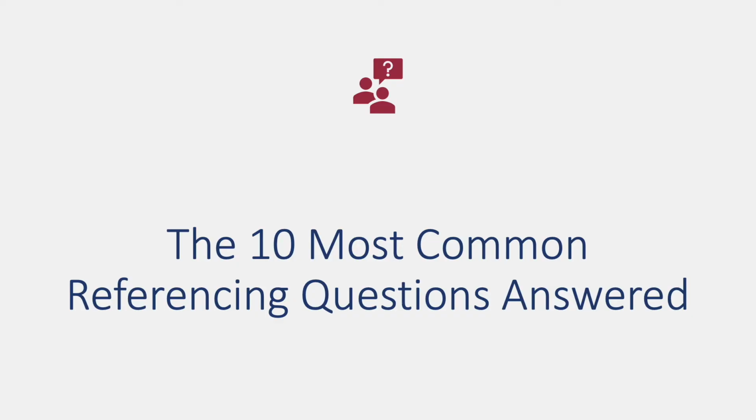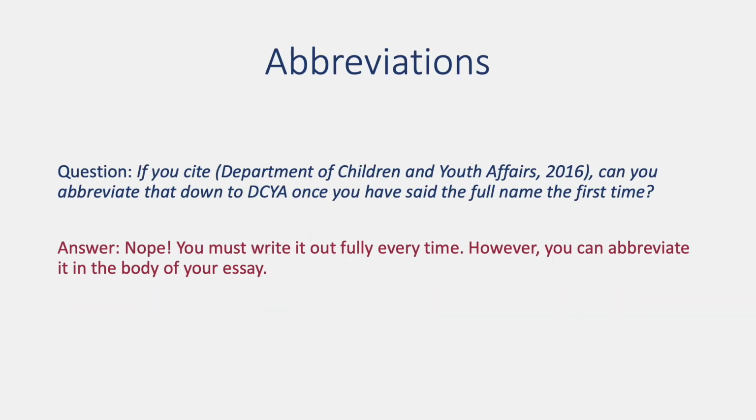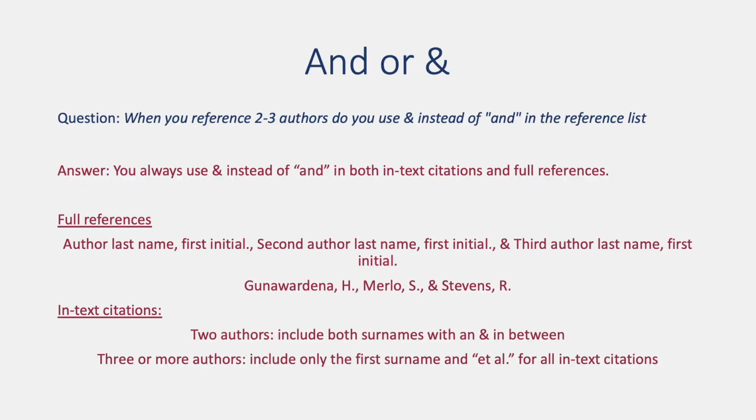In this video, I will be answering the 10 most common APA referencing questions. Often students will ask if you can abbreviate a long corporate author, such as the Department of Children and Youth Affairs, to DCYA in your in-text citations, especially if you have multiple in-text citations for the same reference. Unfortunately, you must write it out fully every time. However, you can abbreviate it in the body of your essay.